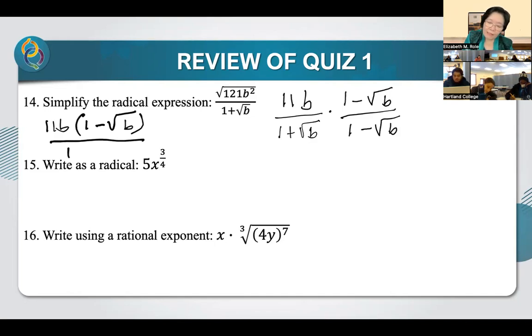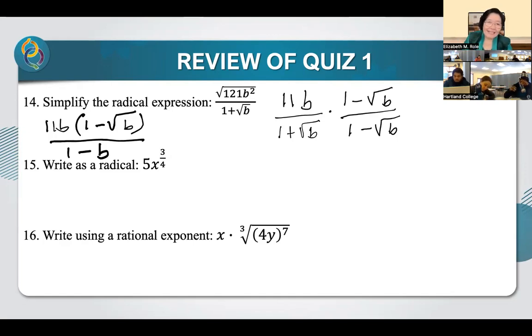So you just have 11b, multiplied by 1 minus the square root of b over 1 times 1 is 1, and the square root of b times the square root of b is b. But I think some of you used a plus instead of a minus. Is that the final answer?